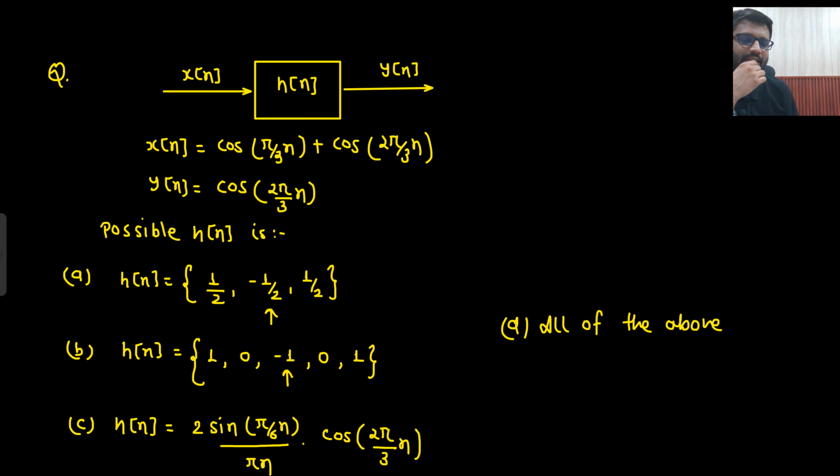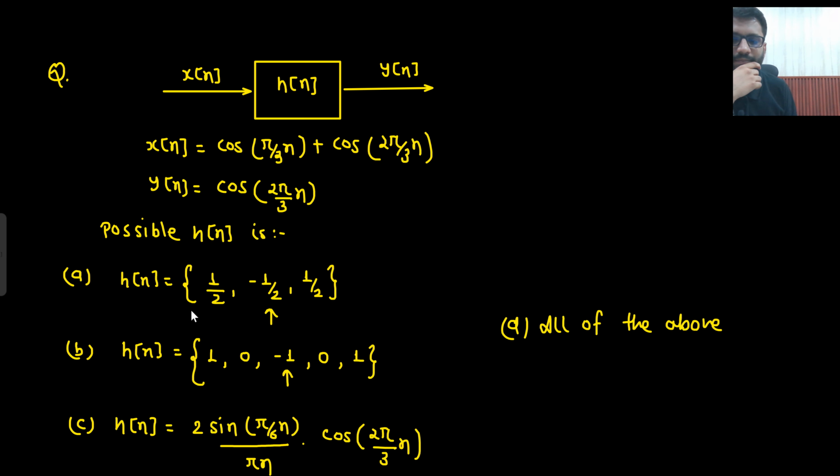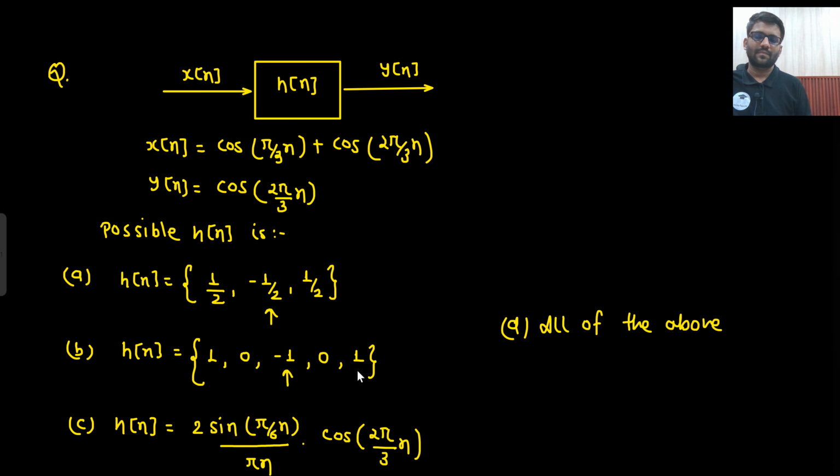So where is the center? Center is at minus 1 by 2, plus you will get 1 by 2 e to the power j omega. Basically what is your h of n? If you are not understanding it, what is your h of n? My h of n is minus 1 by 2 delta n, plus 1 by 2 delta n minus 1, plus 1 by 2 delta n plus 1. This is your delta n minus 1. This is 1 by 2 delta n plus 1, right?